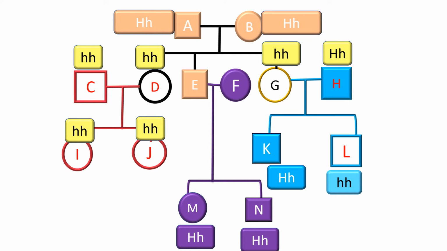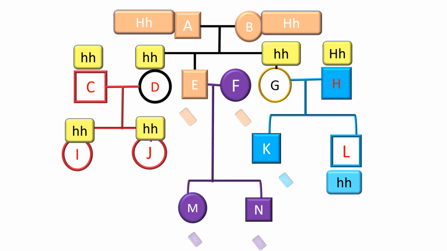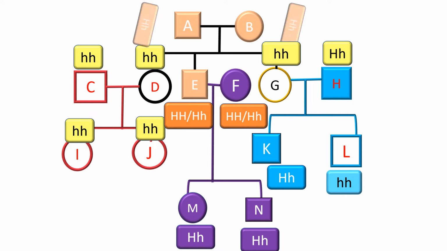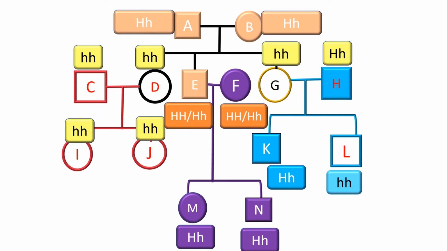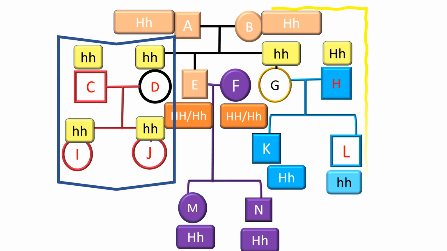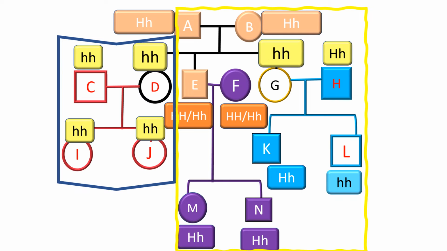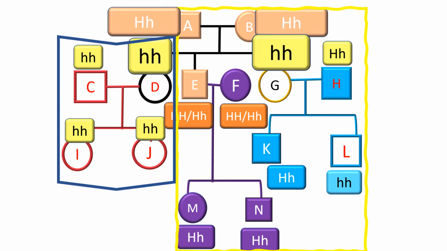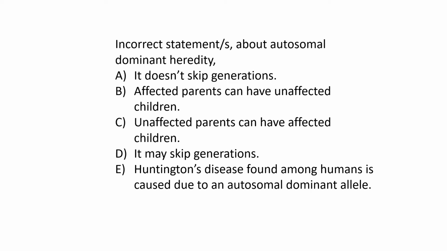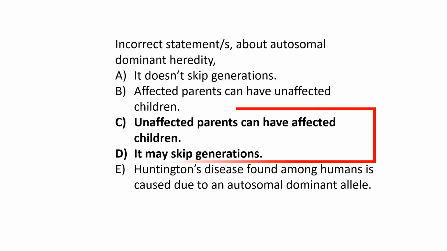The feature doesn't skip generations, since only one allele, that is even a heterozygous genotype, can determine the feature. Unaffected parents cannot have affected children. Affected parents can have unaffected children when both of them are heterozygotes. Accordingly, statements C and D are incorrect.